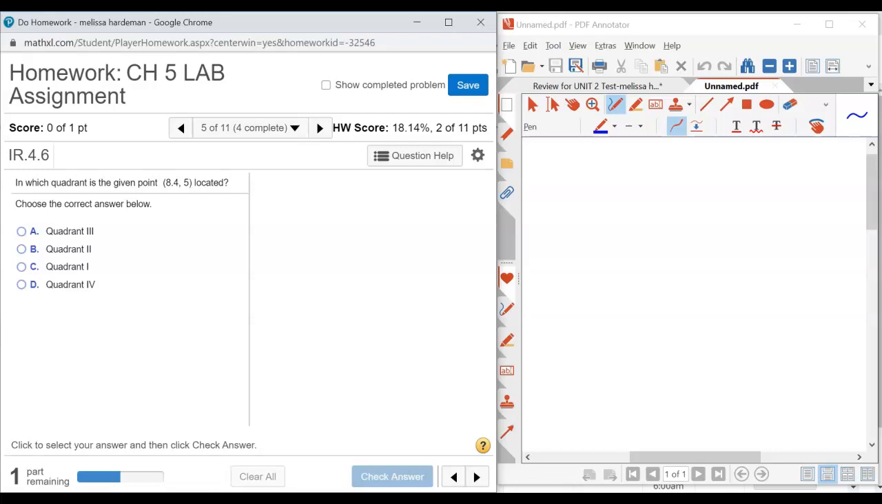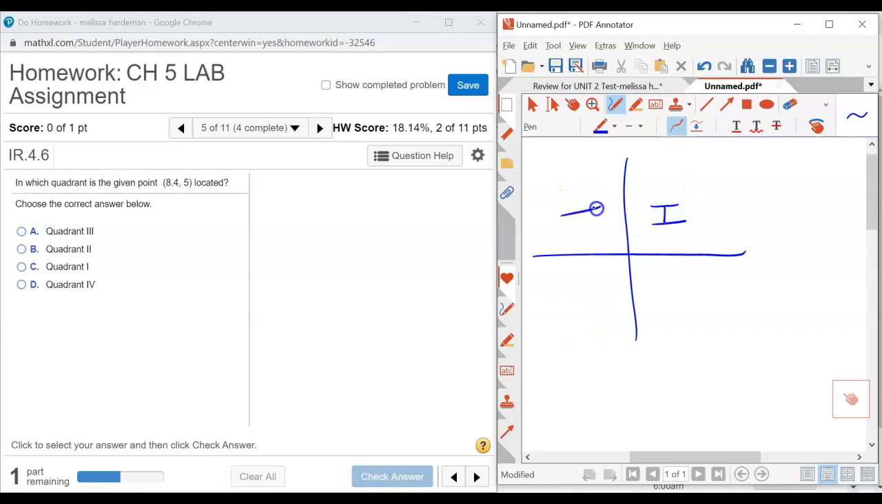Which quadrant is the ordered pair 8.4, 5 located? Well, we need to remember what those quadrants are. So it's counterclockwise. This is quadrant 1, 2, 3, and 4, counterclockwise, starting at the upper right. Okay, so if I wanted to plot the point 8.4, 5, 8.4 would be my x value. 5 would be my y value, so it would be up here in quadrant 1.